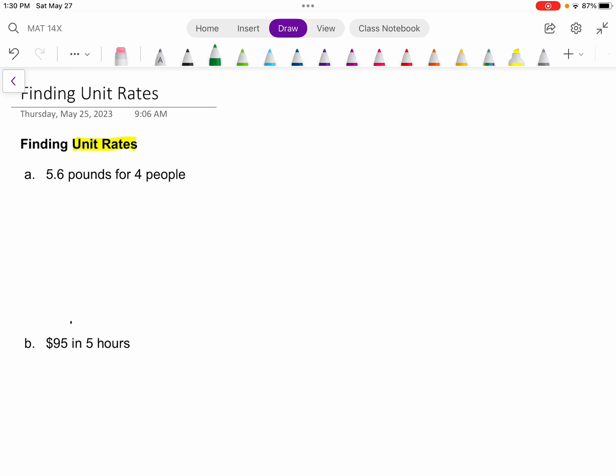In this first one, we're told that we have 5.6 pounds for 4 people. There are actually two different ways to find this unit rate. The first would be number of pounds per one person, so pounds per person, or you could have number of people, and PPL is an abbreviation for people, per 1 pound, and LB is an abbreviation for pound. So we're going to try finding this unit rate using both and look at the difference.